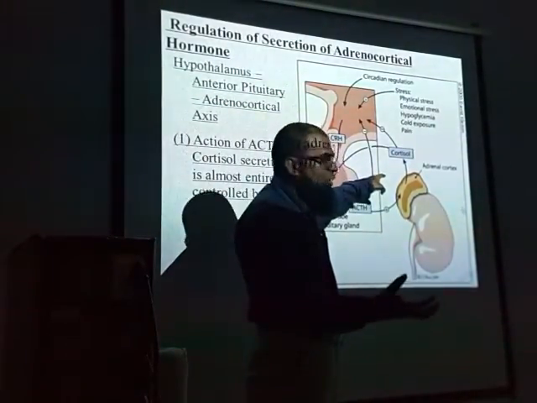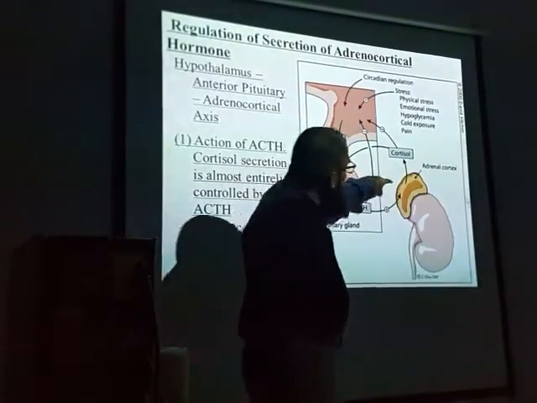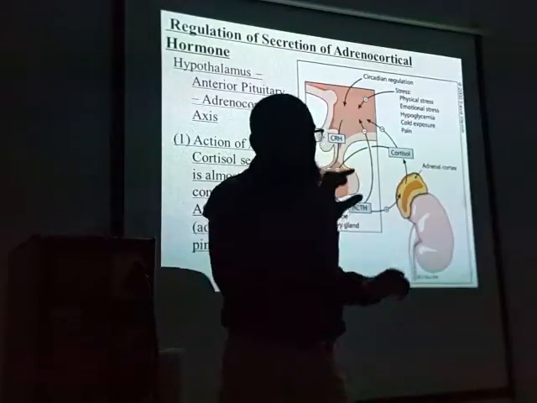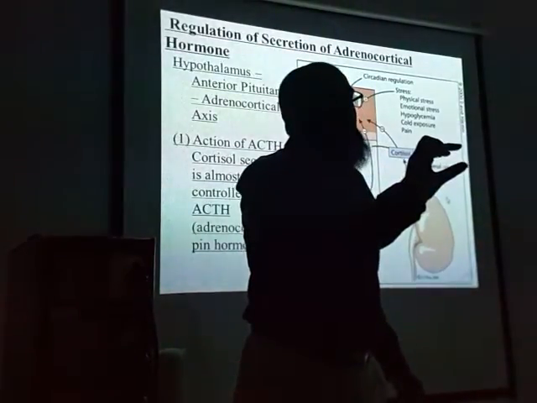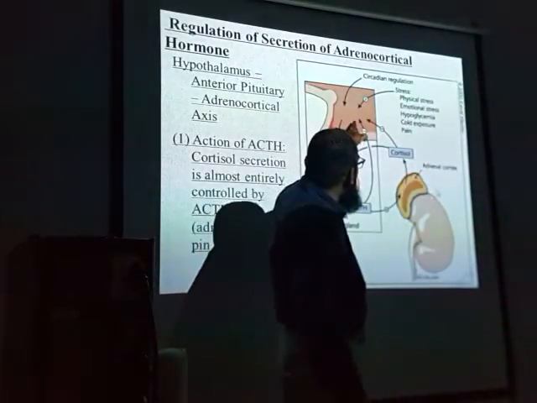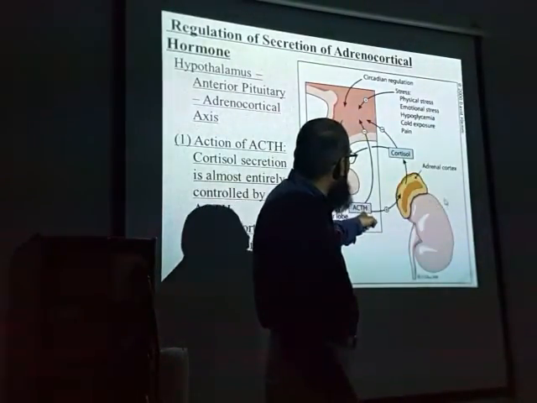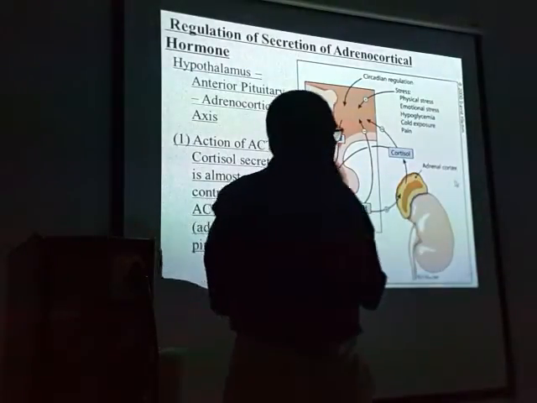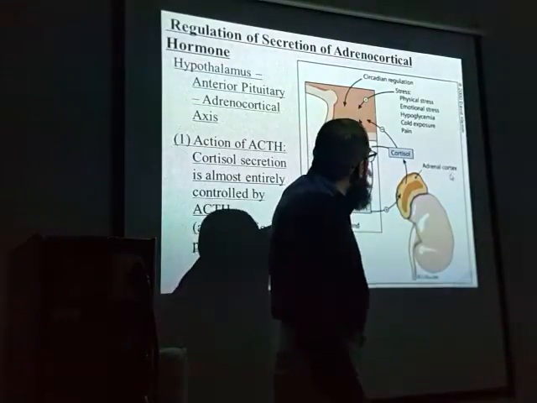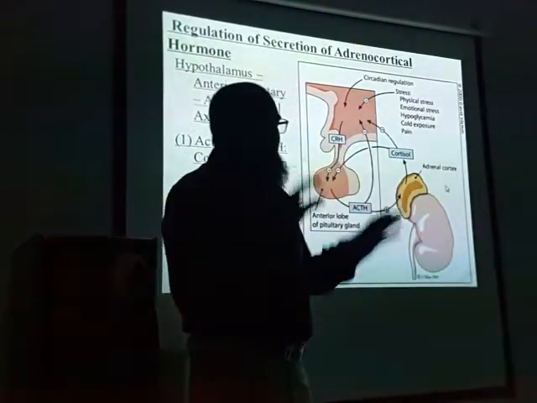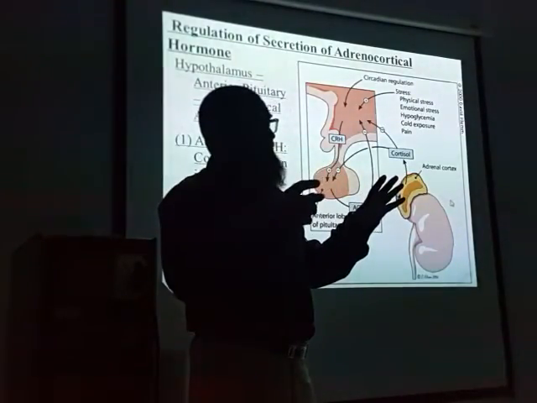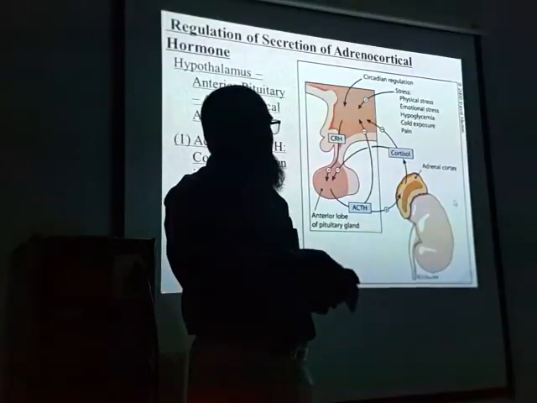Then there is a negative feedback mechanism. Suppose the concentration of cortisol in the blood increases, it inhibits the hypothalamus. That is one thing. Another thing, whenever ACTH secretion is more in the blood, it will also inhibit. So ACTH and cortisol itself both inhibit cortisol secretion.